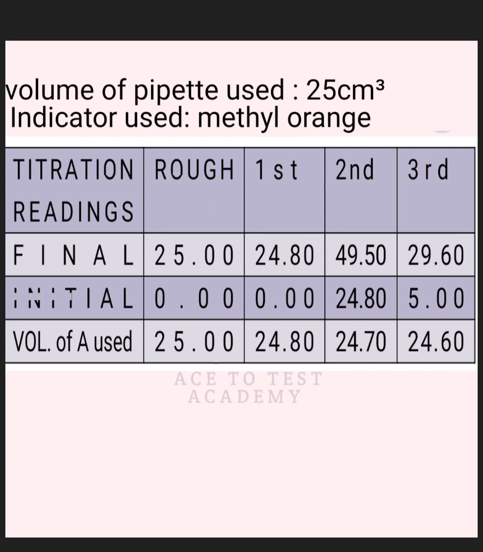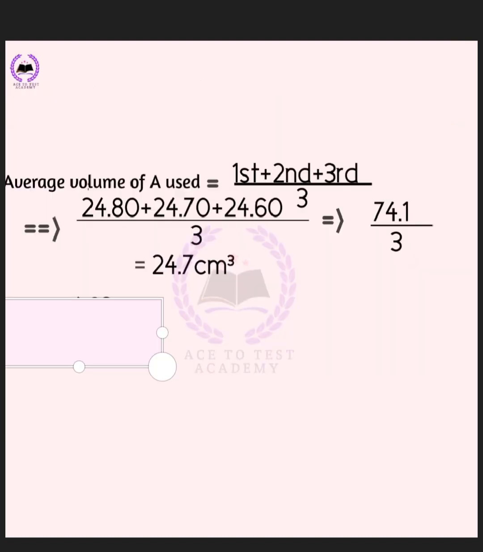So we are asked to find the average volume of acid used. Our average volume of acid used, just add the first titre, second titre, and third titre, divided by 3. And here it is now. So I had 74.1 divided by 3. That's 24.7. So we are done with A.